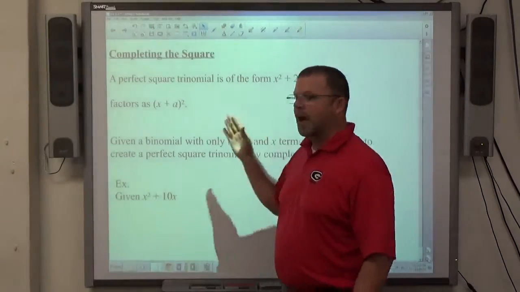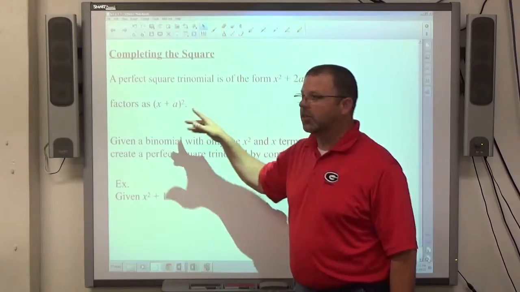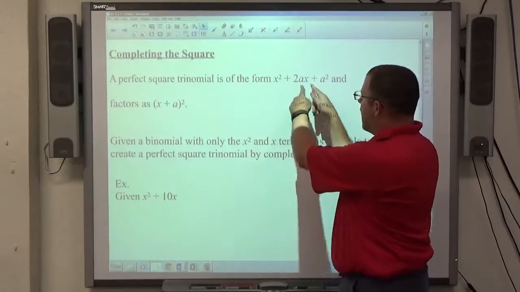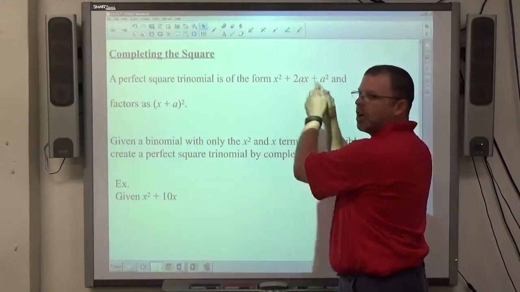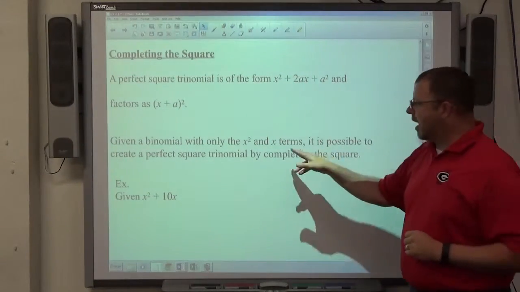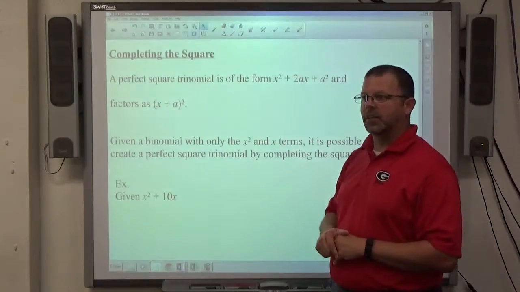Right? Going back to our shortcut for squaring the binomial: square the first, double the product, square the second. So if you see a square, a double product, and a square, where a and x are the square roots of these two things, doubled, basically you're looking at a perfect square trinomial. If you only have the x squared and x terms, you can create a perfect square trinomial very easily.